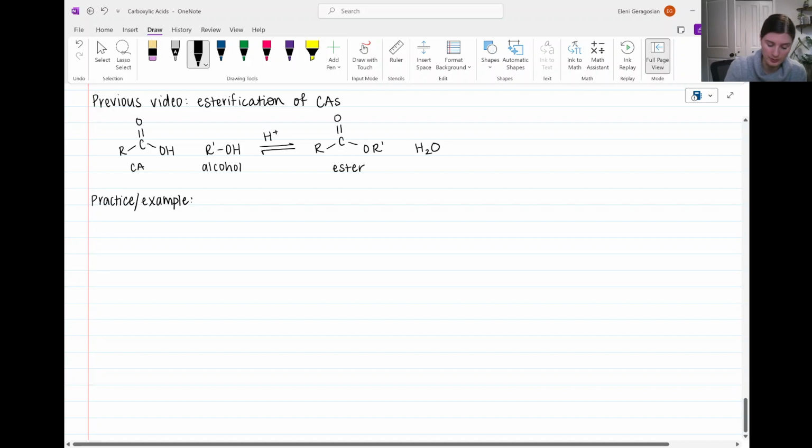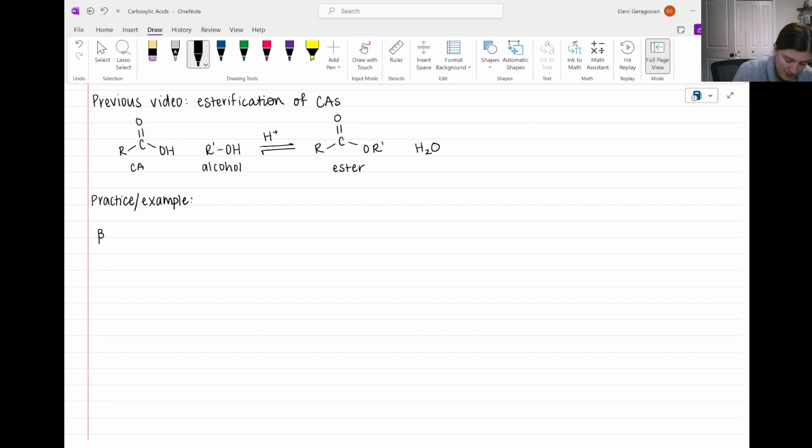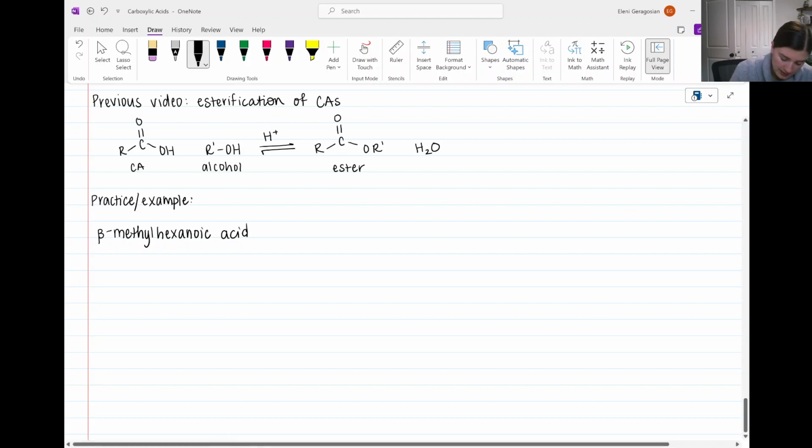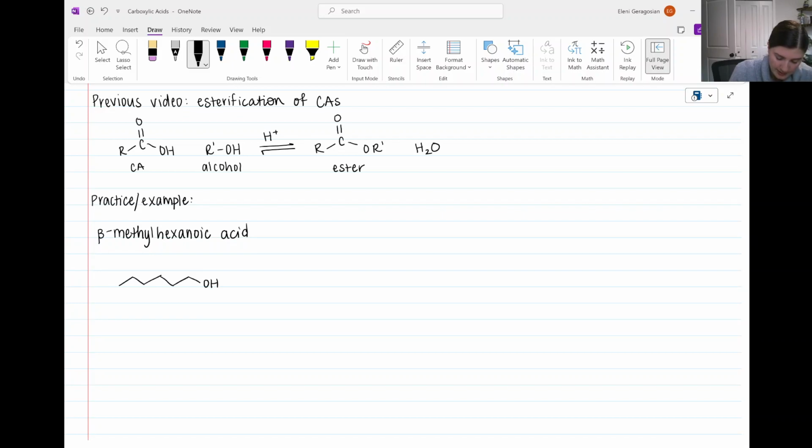So let's do an example. We'll just predict the product. We'll start with beta methyl hexanoic acid. So a little bit of nomenclature review as well. Hexanoic acid means we have 6 carbons in our main chain. Our terminal carbon is a carboxylic acid carbon. So we have 1, 2, 3, 4, 5, 6 carbons total.